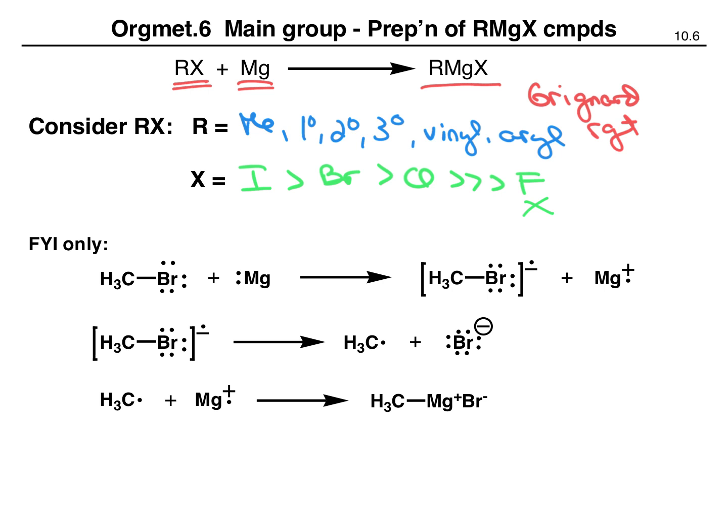Just in case you're interested, the mechanism involves electron transfer, where magnesium transfers an electron, reducing, in this case, methyl bromide, giving us this radical anion. And then we have homolytic bond cleavage to give a radical and the anion. And then this radical and the radical cation will combine, leading to the Grignard reagent.